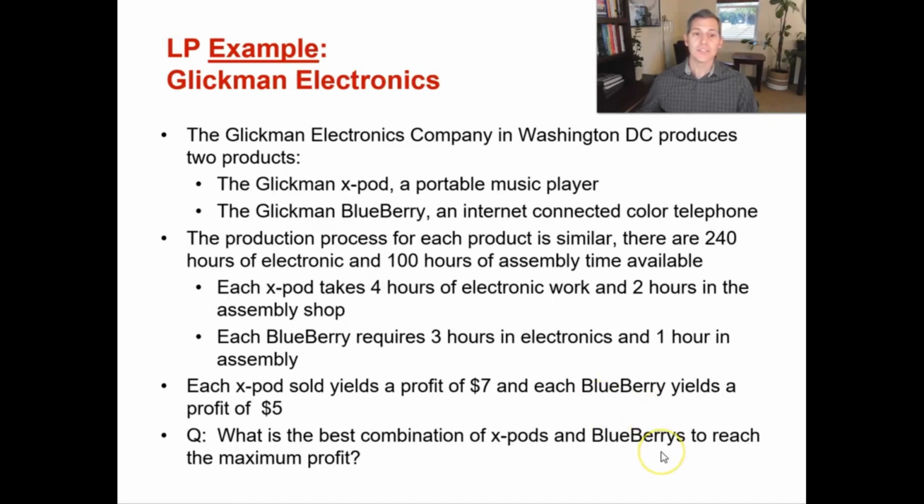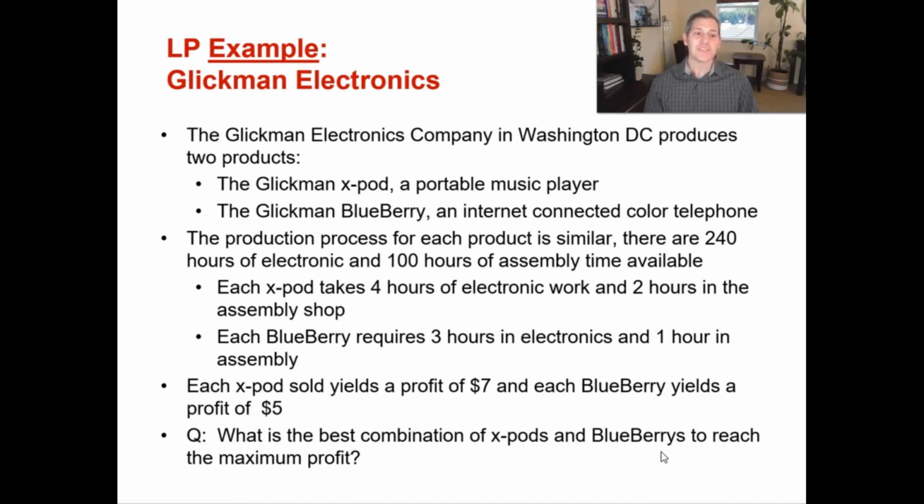All right, so let's talk about an example before we walk through together in Microsoft Excel how to do the simplex method. So Glickman Electronics, okay, Glickman Electronics. They are an electronics company in Washington, D.C. that produces 2 products. The Glickman XPod, a portable music player, not to be confused with the iPod, and the Glickman Blueberry, not to be confused with the BlackBerry, an internet-connected color telephone. So yeah, there's no Blueberries and there's no more BlackBerries either. So Glickman makes the XPod and the Blueberry.